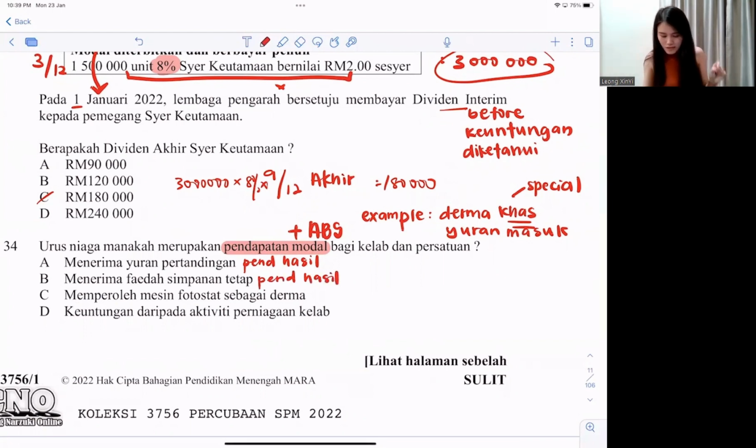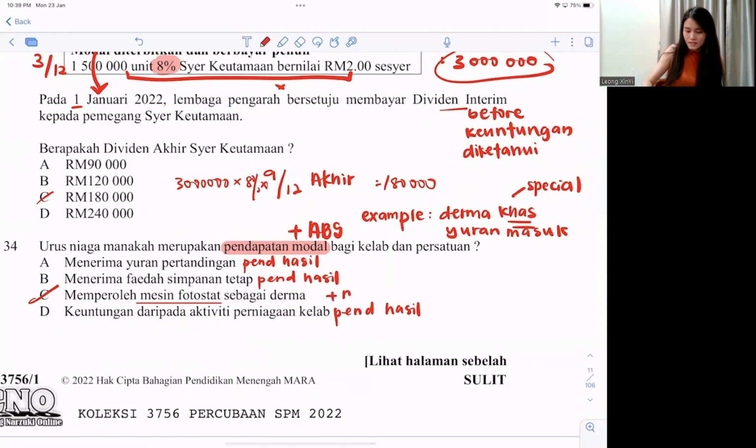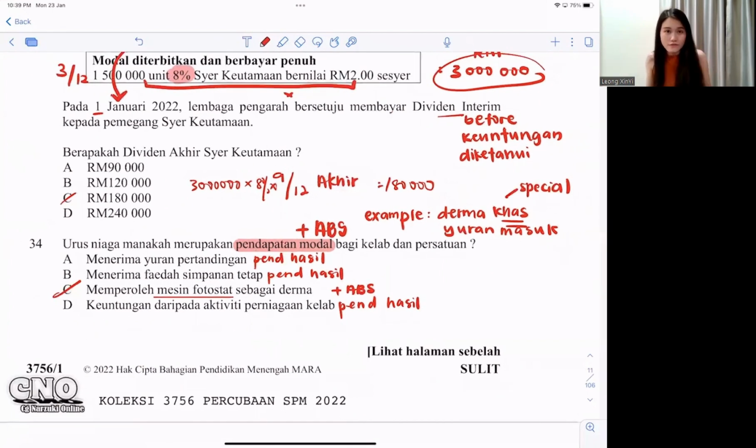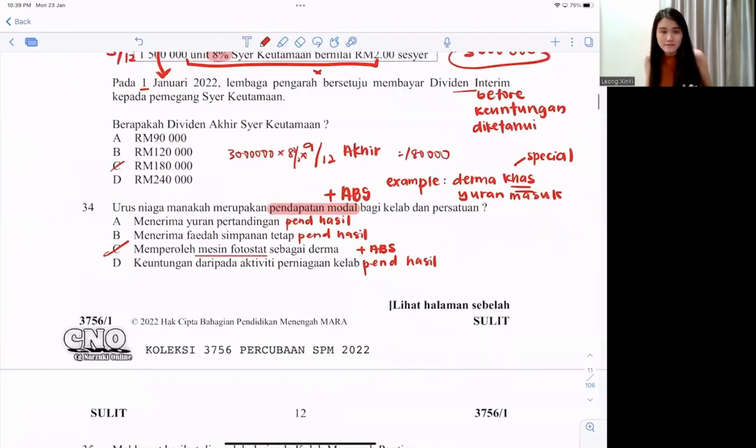Memperoleh mesin fotostat sebagai derma. Keuntungan daripada aktiviti. Okay, so that would be C, because there's a memperoleh mesin fotostat sebagai derma plus ABS. Mesin fotostat is alatan pejabat, so yes, it's considered pendapatan modal for us. All right, so question 34 is done. Let's move on to question 30.